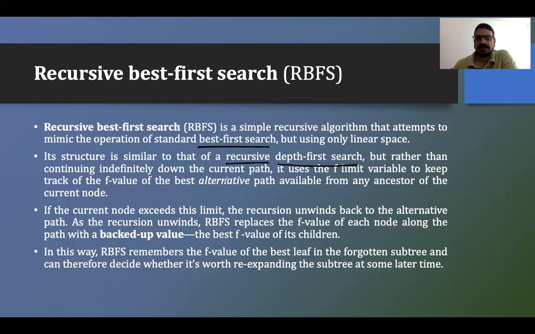And we know that there is the recursive depth first search in uninformed search strategy, in which the depth will be increased at a time till we reach the goal. So recursive depth first search will work on that. But rather than continuing indefinitely down the current path, it uses the F limit.